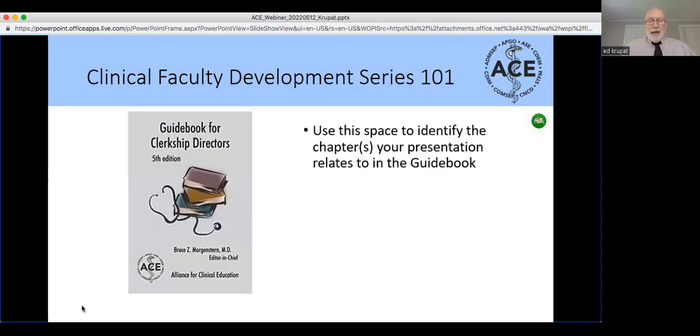And this talk is based on a chapter in the guidebook. I didn't use this space somehow to identify the number of the chapter, but it's the chapter called Assessment and Grading of Medical Students, so it's pretty straightforward. What I'm going to be saying today derives from that and expands on that, since that's a few years old, and I've got an opportunity to offer some thoughts and opinions.